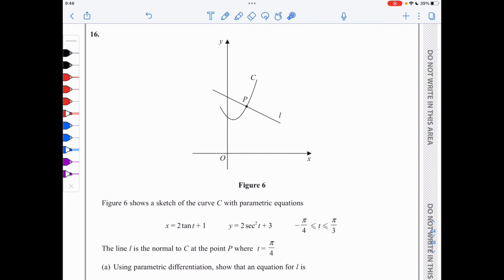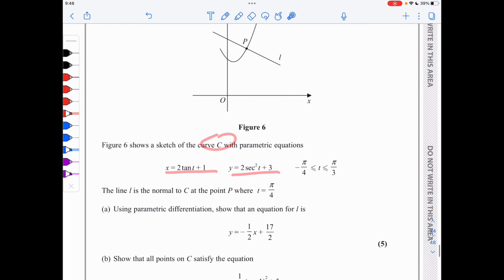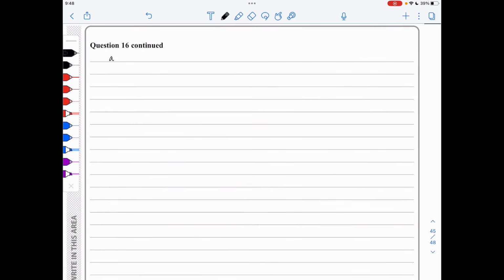In 16, we are given the curve C defined parametrically here, and we need to determine the equation for the normal at the point where t is pi over 4 using parametric differentiation. We start by considering the parametric equations for x and y. So x is 2 tan t plus 1, and y is 2 sec squared t plus 3.